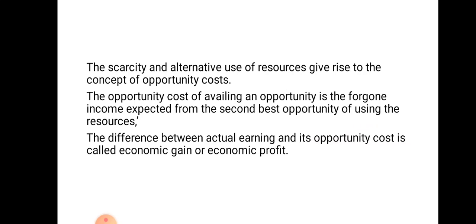The concept of opportunity cost arises when the resource has alternative uses. For example, economics itself is a concept which says how the unlimited wants of human beings can be satisfied with the help of limited resources. So we say resources are limited and human wants are unlimited. And economics is a study to find out how these limited resources can be used to satisfy the unlimited wants of human beings.